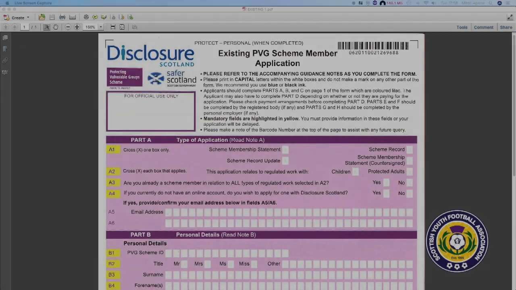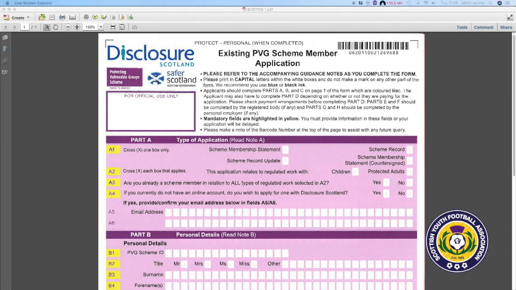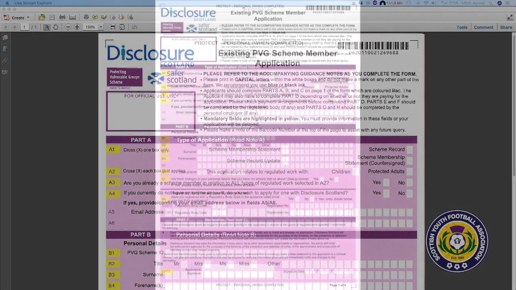We're now going to have a look at the existing PVG scheme member application. This is for people who have already, in the past, for other organisations, filled in a PVG and have a note of the 16-digit number.